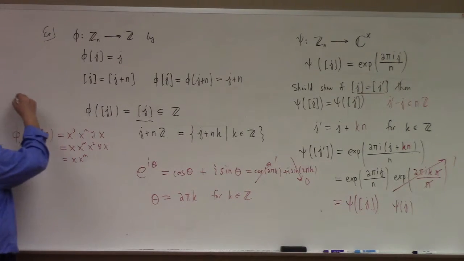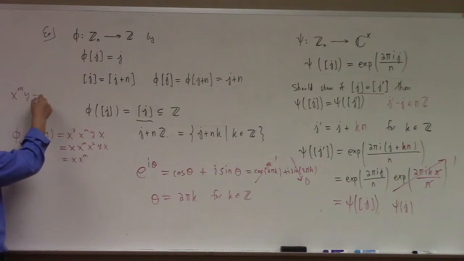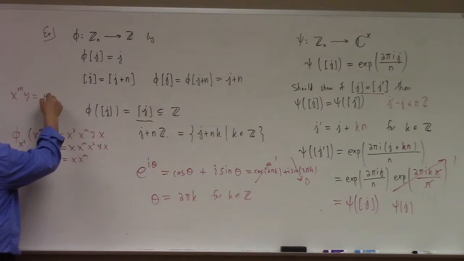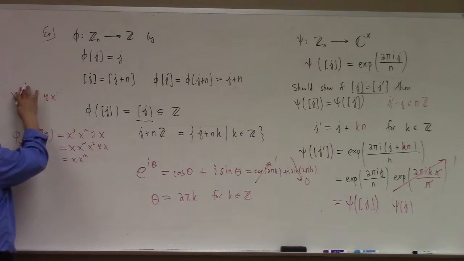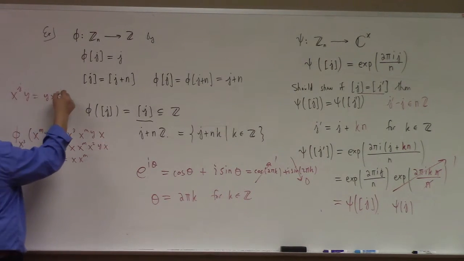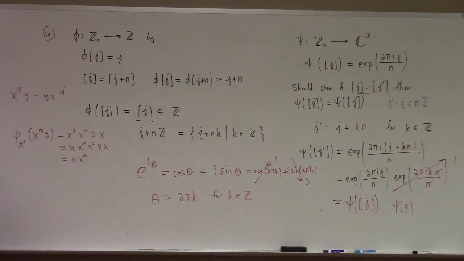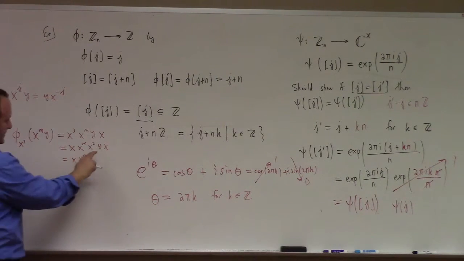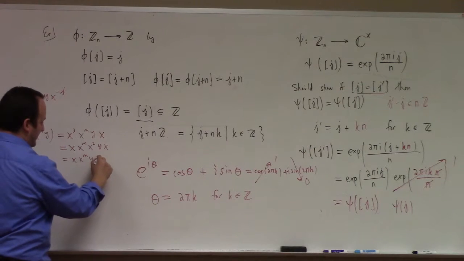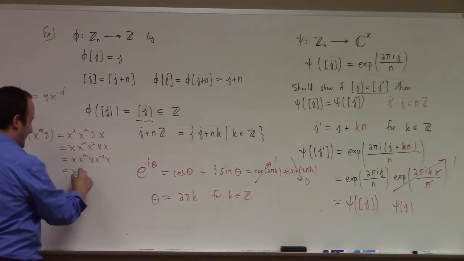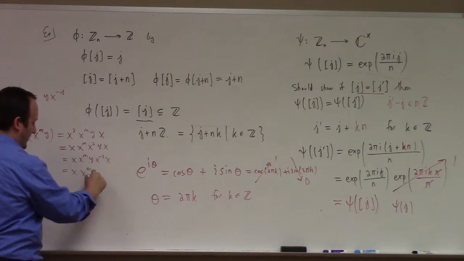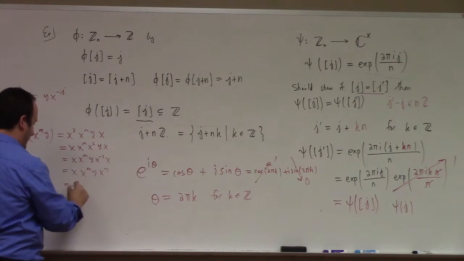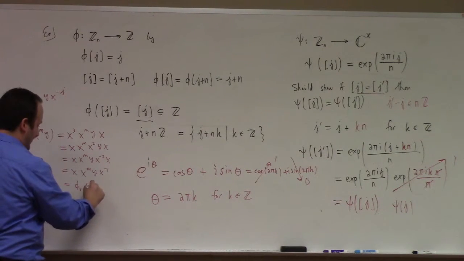I don't know if you noticed this or not yet, but x to the m times y is y times x to the minus m. Well, let's not say m, m is loaded here. This is true. And so that's y, x to the minus 2 x, which is x to the m, y, x inverse, aka phi of x acting on x to the m y.